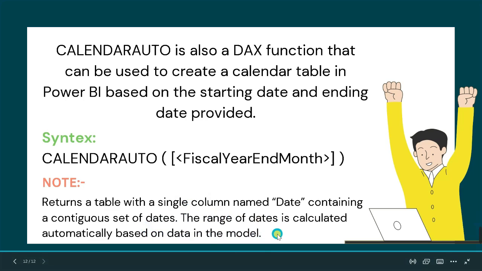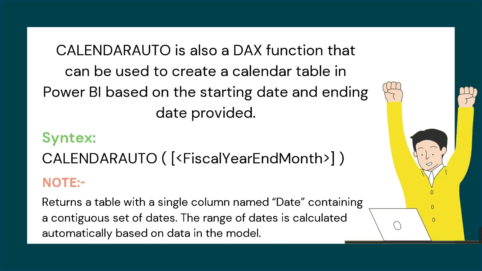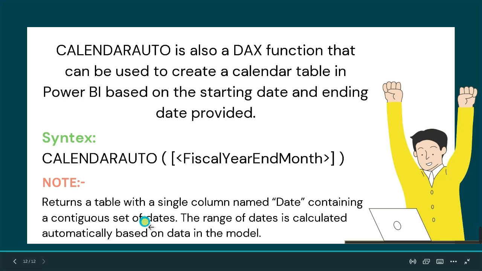It means suppose you have imported one table previously, and inside that table we have a column called date. So what will the CALENDARAUTO DAX function do? It will automatically go to that particular column which contains the date type of data and figure out the maximum value and the minimum value from that column. Based on that range it returns a table with a single column named date, containing a continuous set of dates, and the range of dates is calculated automatically based on the data in the model. So this is the only difference between the CALENDAR and CALENDARAUTO DAX functions.